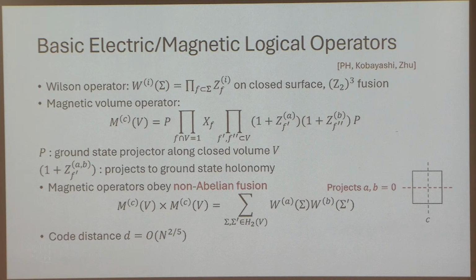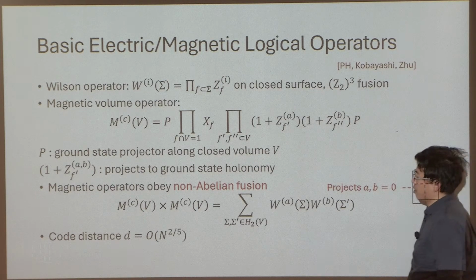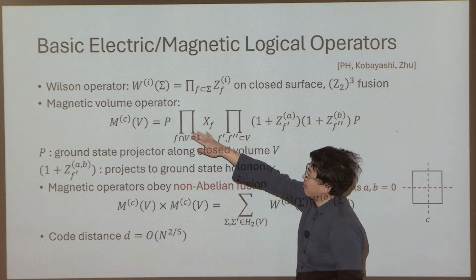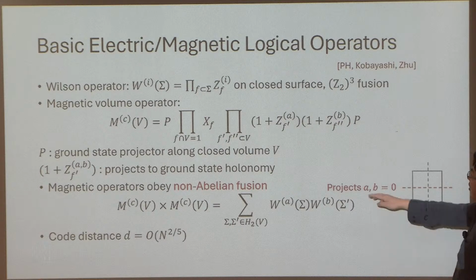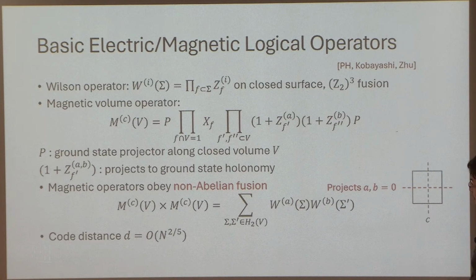And from this formula, you can immediately conclude that if you take the product of this operator, then you will get a sum of the Pauli-Z string operators. And that tells you that the corresponding excitations will obey non-abelian fusion. So that's one signature that a theory has non-abelian excitations.